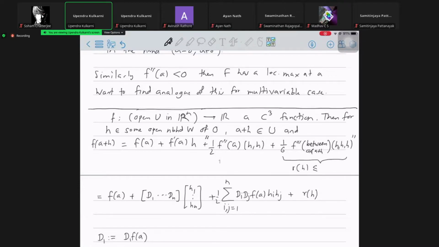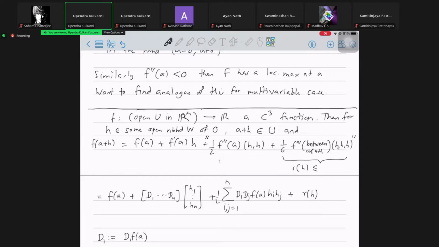Can you explain that second term again? I'm sorry, say that again, please. Can you explain the second term? Okay. But I mean, this is exactly what we got in Taylor's theorem, no? Okay, so it's the same expression. It's exactly the same expression.